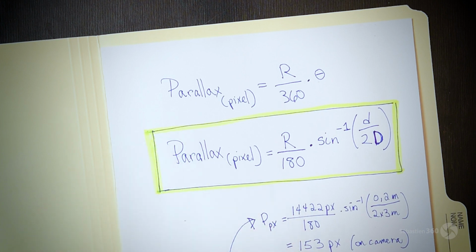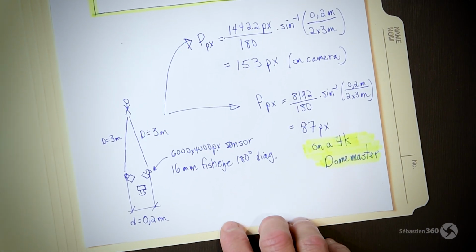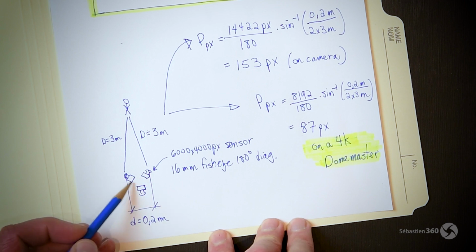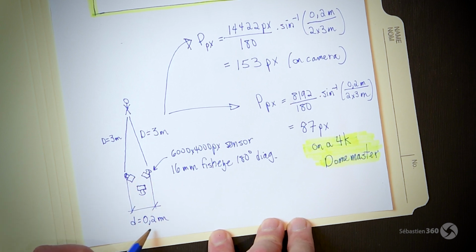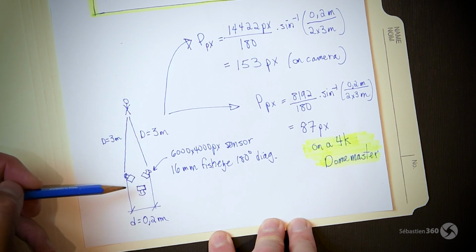So let me present a numerical example of this. Imagine that you have this rig right here with 3 cameras, each separated by 20 centimeters, 0.2 meters. And you have a subject relatively close at 3 meters in front of the camera.